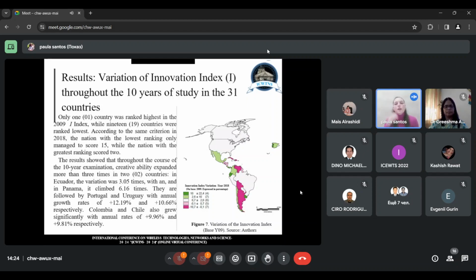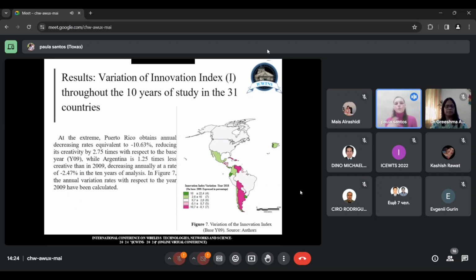31 countries of Ibero-America. In the map, we can see the color green and the color pink. In green are all the countries that have increased their innovation index through these 10 years. Between 2009 and 2018, the six countries that have increased the most are Ecuador, Panama, Portugal, Uruguay, Colombia, and Chile. On the other hand, we have the pink color in the map, and we can see that Puerto Rico and Argentina are the countries that have reduced their creativity or innovation index the most in these 10 years.